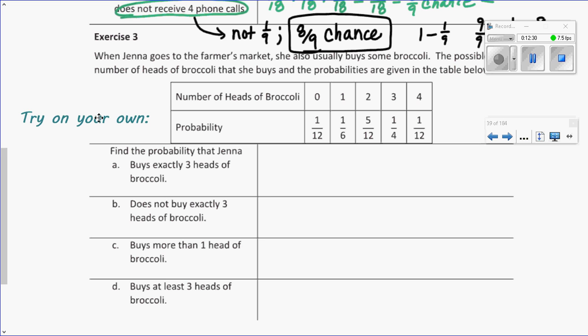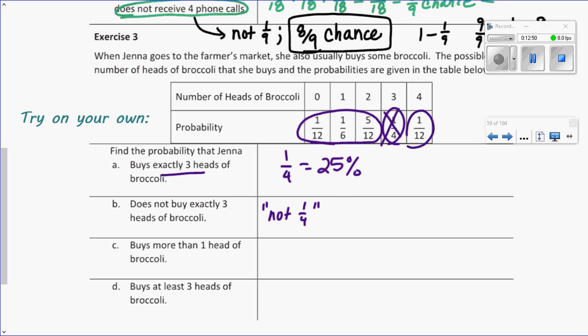Exactly 3 would be right here. That's it, 1/4. How about if she does not buy exactly 3? That would be like not 1/4, just like what we talked about above. So that would be everything else. You could spend your time adding together all the ones except for 1/4, but really we know that that's the other 3/4, or the complement to 25%, the other 75%.